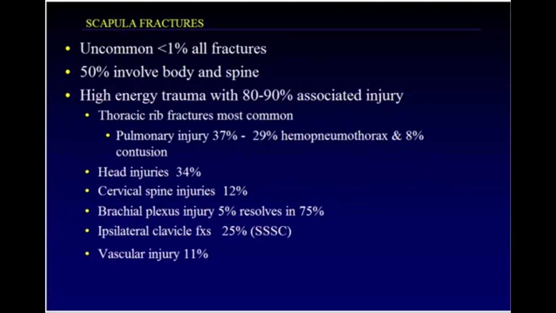And so you really need to be on the lookout for concomitant injuries, particularly thoracic rib fractures, pulmonary injuries seen in about a third of patients with scapular fractures. 29% of patients can have a hemopneumothorax. Others have pulmonary contusion. Head injuries you see in about a third of patients with scapular fractures. Cervical spine injuries, brachial plexus injuries, and other injuries as listed there. So the important point is that to recognize the scapular fracture is an indication of very high energy trauma and look for other injuries, both orthopedic and non-orthopedic.